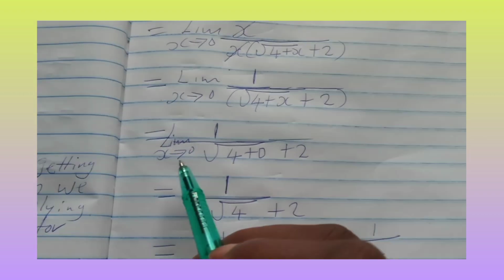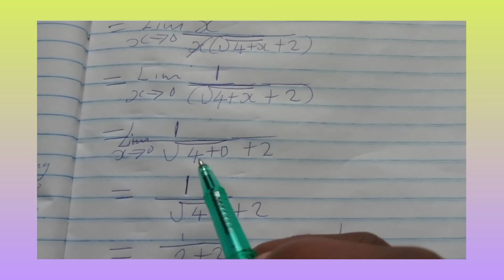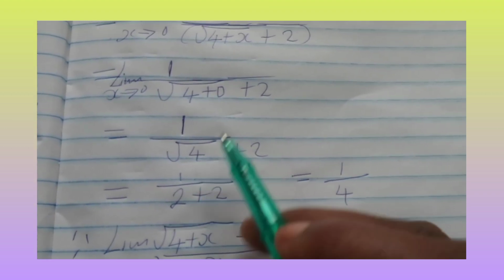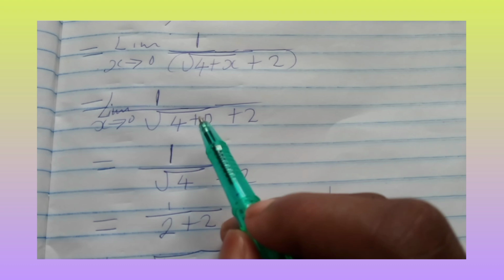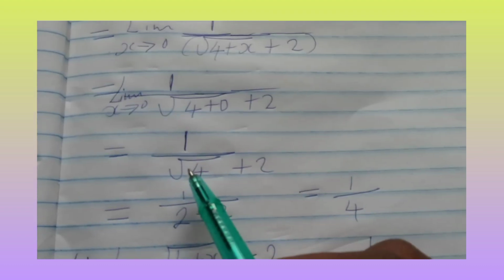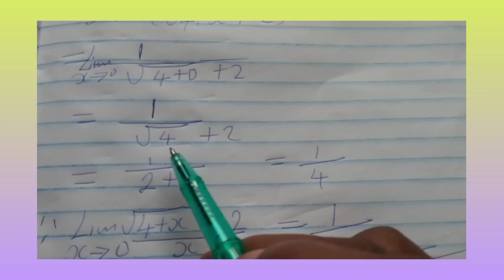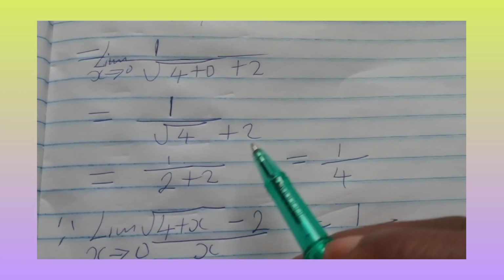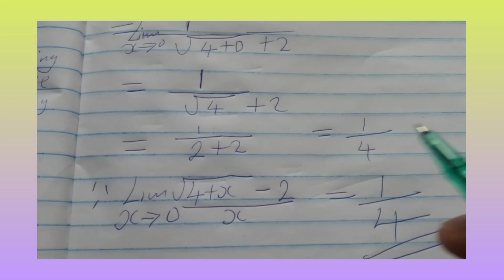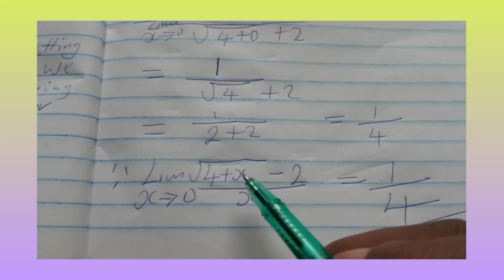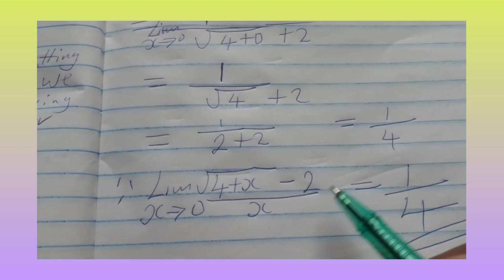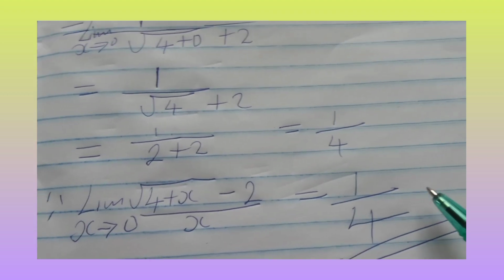In this case now, we know that as x tends to 0, just substitute this value of 0 in place of x. Anywhere you see x, you put the value of 0. So 1 all over the square root of 4 plus x, we put 0 here because our x tends to 0, then plus 2. So 1 all over the square root of 0 plus 4, which is the same thing as the square root of 4, plus 2. The square root of 4 is the same thing as 2, plus this 2. So we are going to be left with 1 all over 4. Therefore, the limit of the square root of 4 plus x minus 2 all over x as x tends to 0 is 1 all over 4.